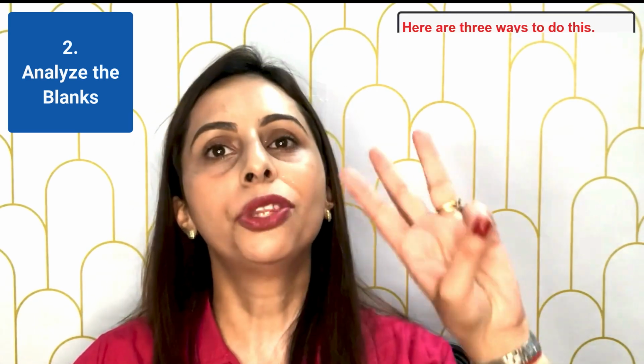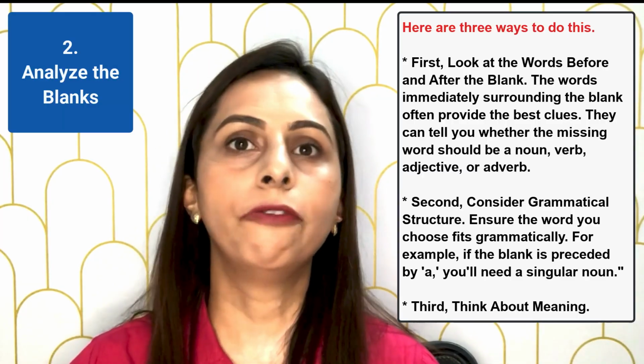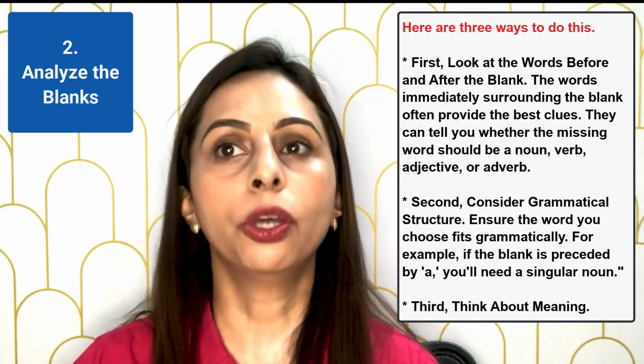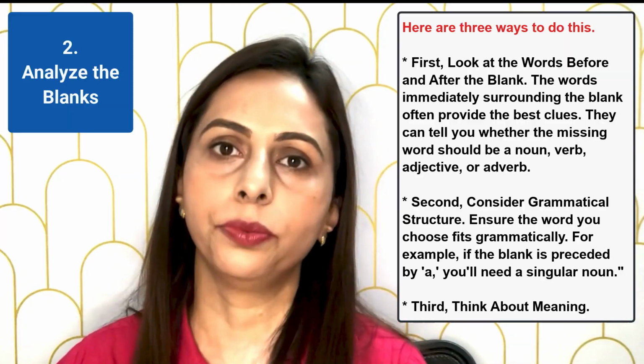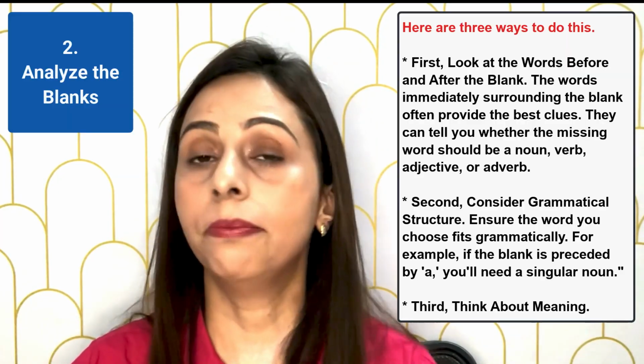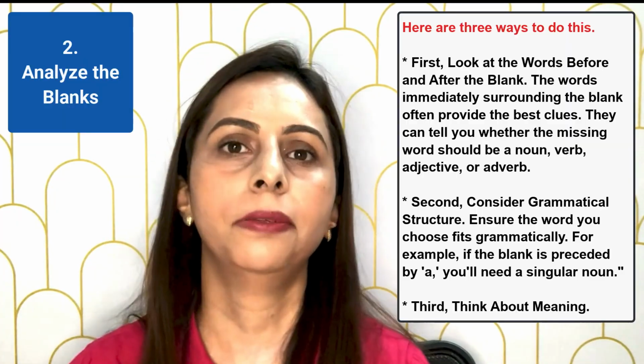Now, let's have a look at step number 2. That is, analyze the blanks. Now that we have a general understanding of the passage, let's focus on the blanks themselves. Here are 3 ways to do this. First, look at the words before and after the blank. The words immediately surrounding the blank often provide the best clues. They can tell you whether the missing word should be a noun, verb, adjective, or adverb.